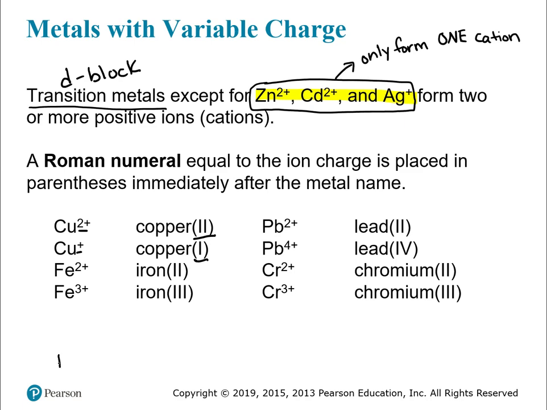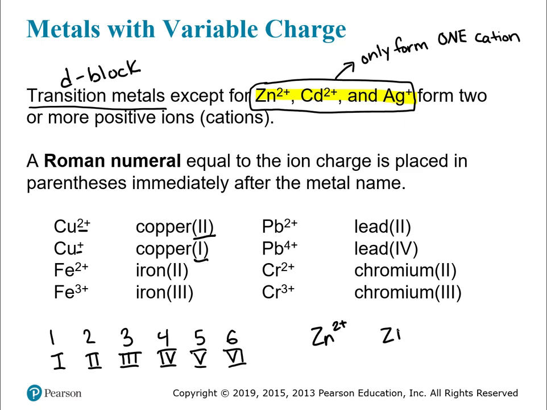Now, to help you out, because you may not know your Roman numerals, I'll give you up to 6. There's your Roman numerals. Remember, you don't need to use a Roman numeral for the exceptions. So the zinc 2 plus, when you're writing the name of that ion, it's simply zinc. Same thing for cadmium 2 plus and silver plus.